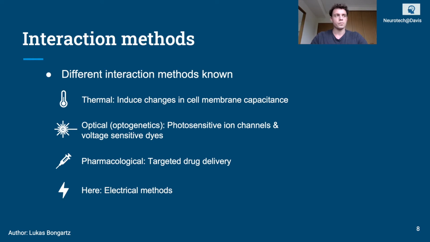And also one has to ensure a very close proximity of the temperature inducing electrode and the desired neuron. A further method called optogenetics is based on light and on photosensitive ion channels and voltage-sensitive dyes. The light can then, for instance, be introduced by microscale inorganic light-emitting diodes. And this method provides very high temporal resolution.